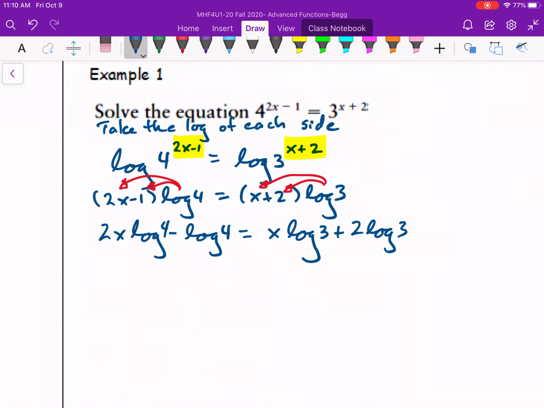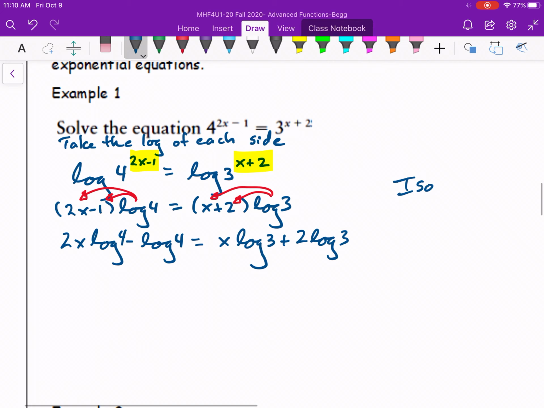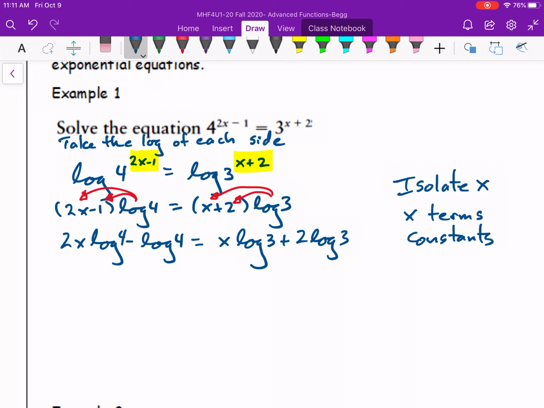Again, my goal is to isolate x, right? And it's often been our goal in math. So what I want to do is get my x terms together, and I want to have constants together. So I'm just writing these things down because I'm going to highlight my x terms in green. 2x times log 4 is an x term. It's got an x in it, as is x times log 3. That's also an x term.